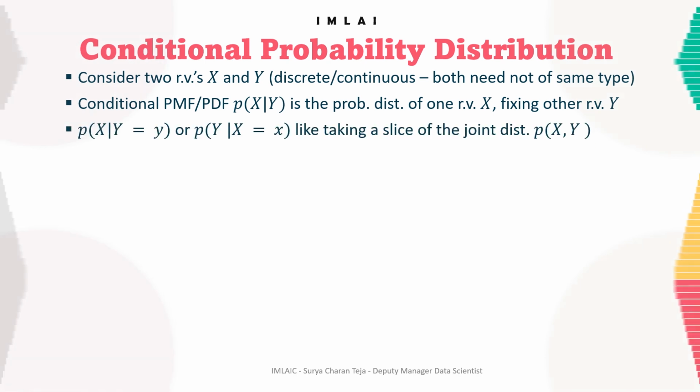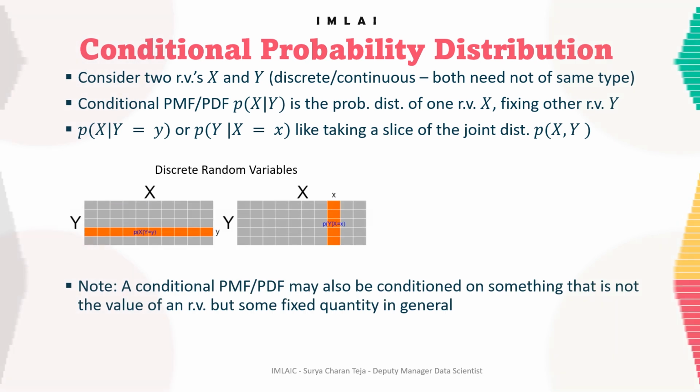So P of capital X given capital Y equals any value of y, or probability of capital Y given that capital X equals any value of x, is like taking a slice of the joint distribution P of capital X comma capital Y. That's what happens.